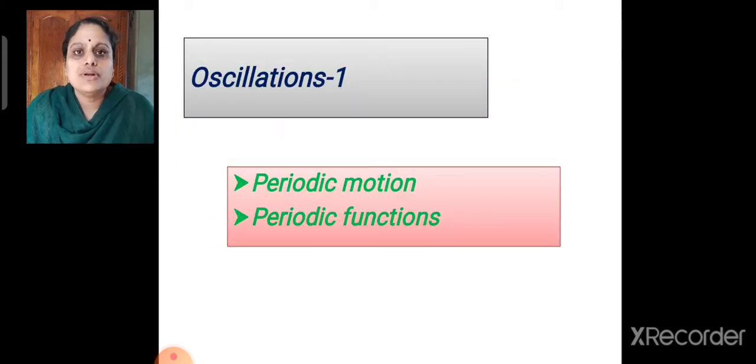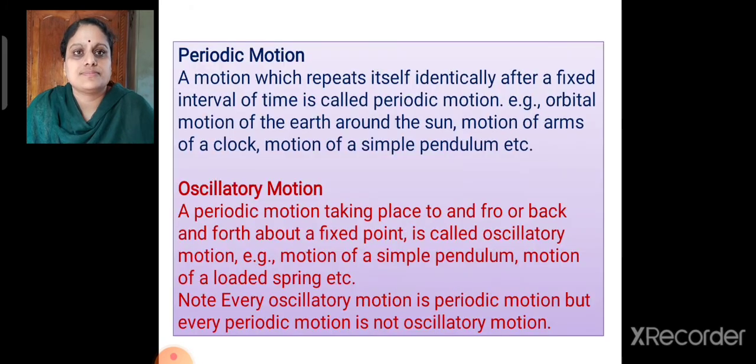In this module, we will discuss periodic motion and periodic functions. A motion which repeats itself after a fixed interval of time can be called periodic motion. Examples: orbital motion of Earth around the Sun, motion of the arms of a clock, and motion of a simple pendulum.